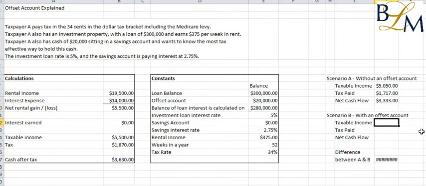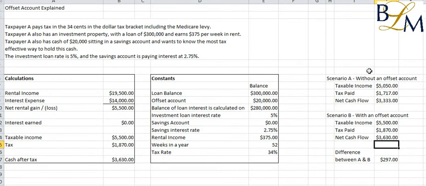So scenario B with the offset account, taxable income of $5,500, tax paid of $1,870, giving us a net cash flow of $3,630. So by comparing scenario A with scenario B, we can see that in this instance, the taxpayer is better off after tax by $297 per annum by having the money in an offset account as opposed to in their savings account. So why would the taxpayer choose to do this?